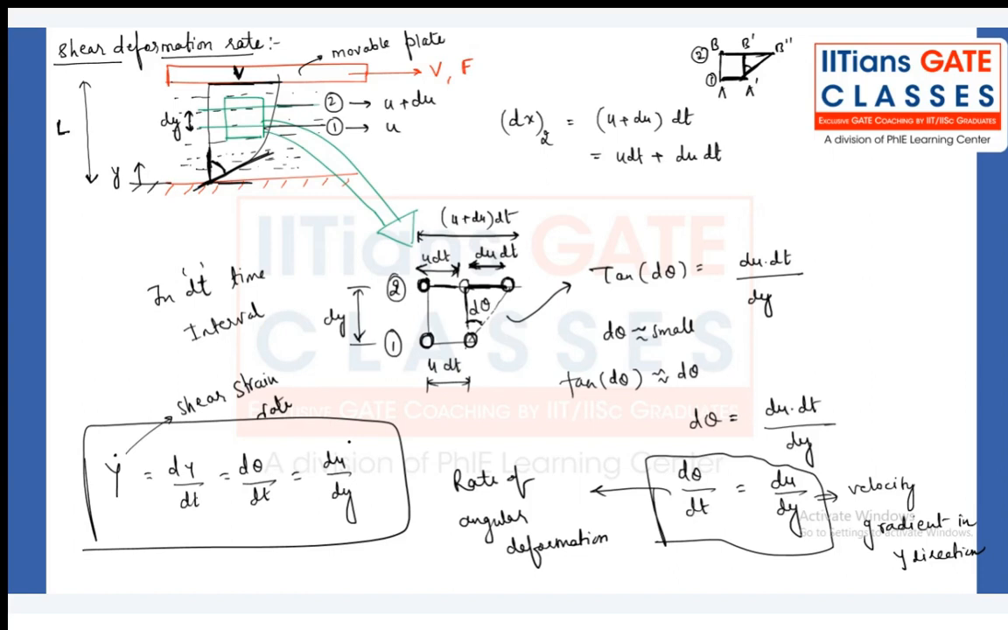If both the fluid particles are having the same velocity, tell me, will there be any kind of deformation, angular deformations? Do you believe that? Whether there will be any kind of deformations? Suppose both the fluid particles are having u velocity and u velocity. You imagine the situation in a dt time interval, how they will be traveling.